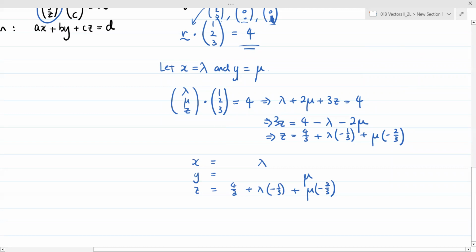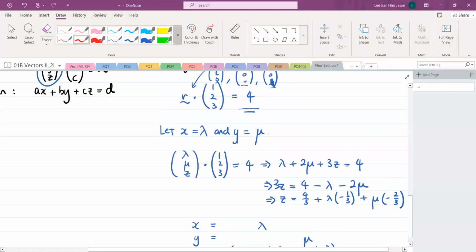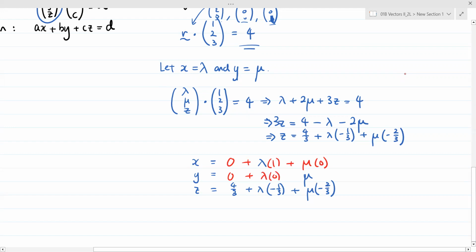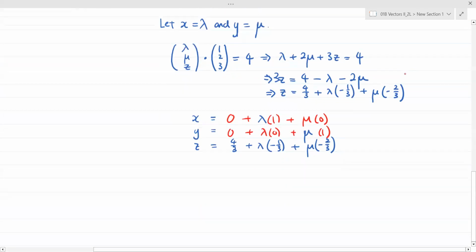All right. So actually what's going on now is I can write 0 plus lambda times 1 plus mu times 0, 0 plus lambda times 0 plus mu times 1. So the parametric form comes out already.